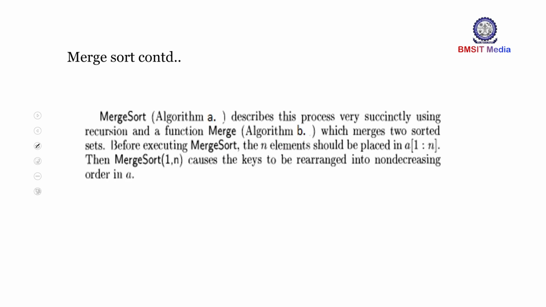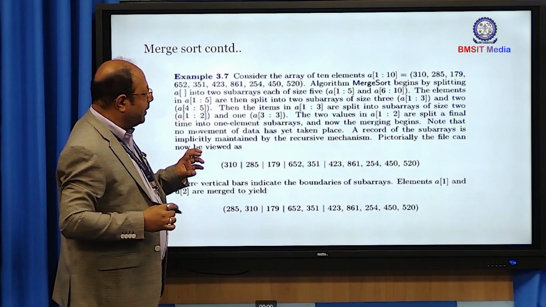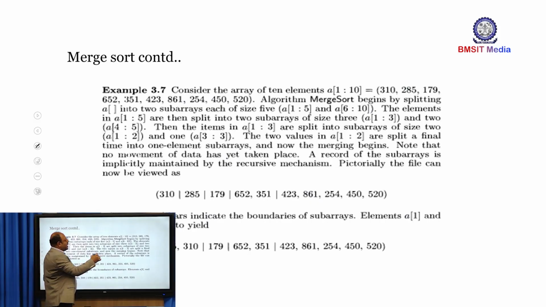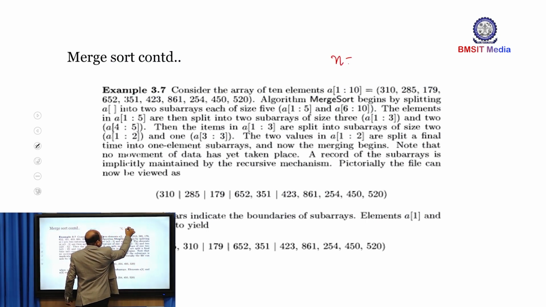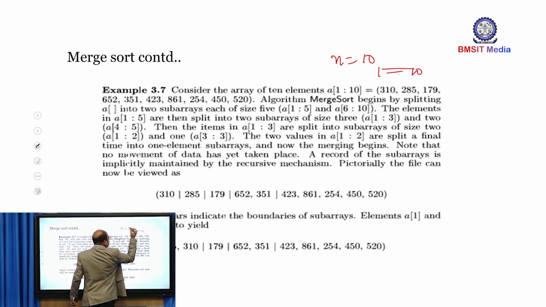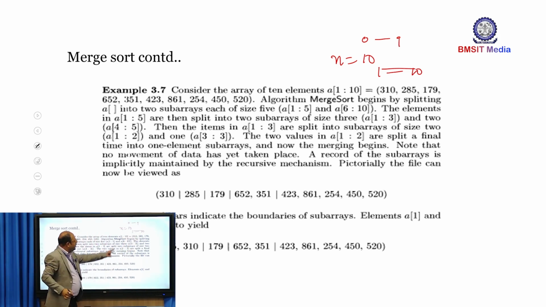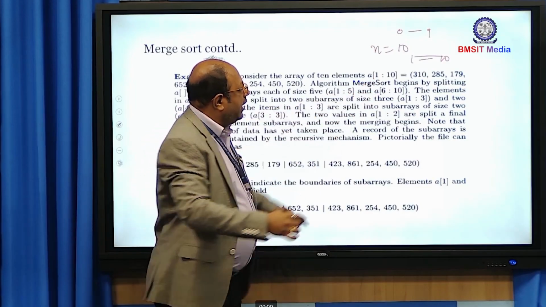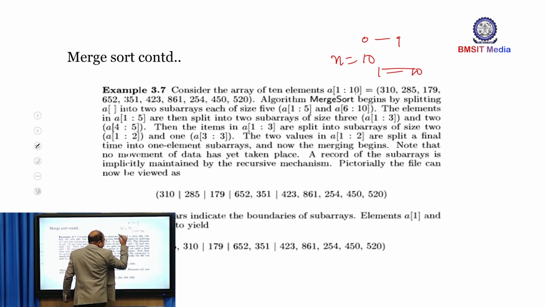Then in this context we have an algorithm, the merge sort algorithm. How does the algorithm look? For example, take an array of 10 elements, n is equal to 10, meaning 1 to 10. My array index starts from 1, so it is 1 to 10. If it started from 0, it would be 0 to 9. Here I am starting my array index from 1, going till 10 elements.